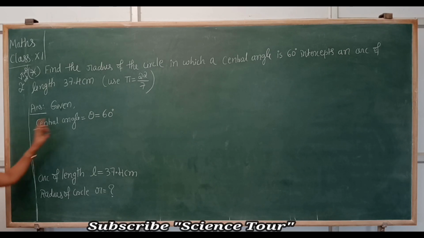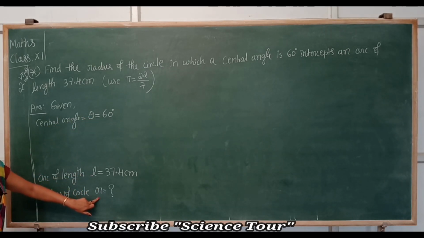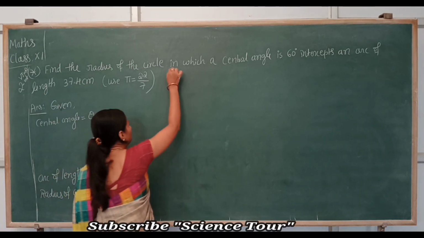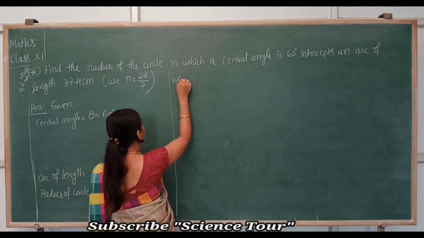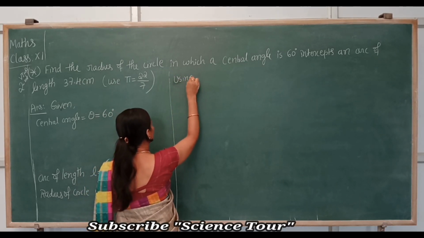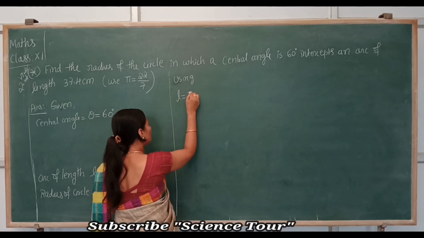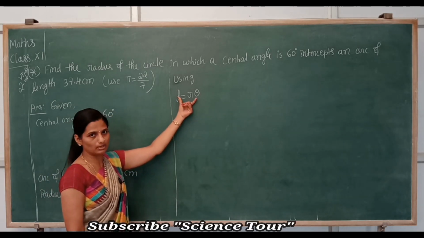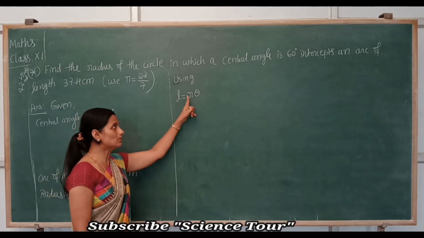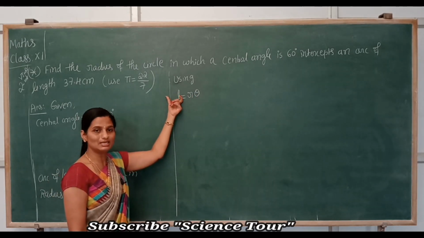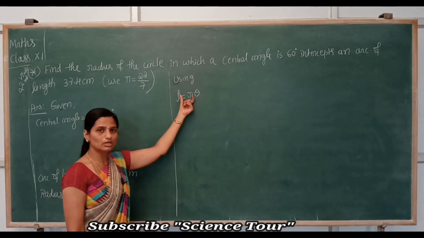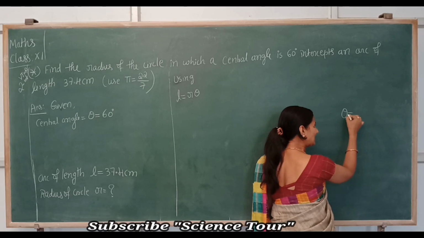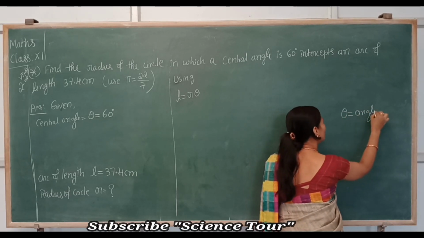So what are the two notations? Theta, L, R. You know the relation among these, right? What is the relation? Relation is L is equal to R theta. Once see this formula, what is given in notes. L is equal to R theta. What is here? L is length of arc. R is radius of circle. Theta is angle in radian.